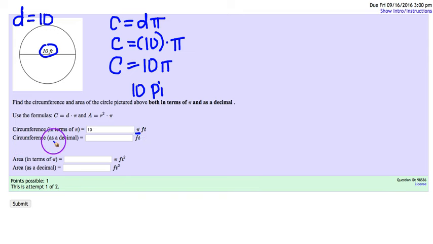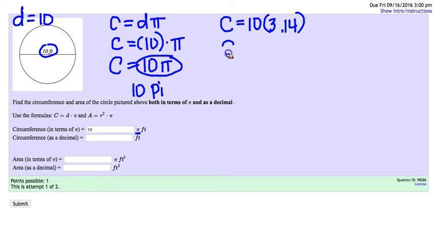Now it says circumference as a decimal. So since the answer is 10 pi, I'm going to go ahead and multiply it out as a decimal using 3.14 as pi. So as a decimal, I would say circumference equals 10 times, instead of pi, I'm going to put 3.14, and I'm going to get that circumference equals 31 4/10. Here, since the units are already provided, notice I don't write any units because it's already given for me. So I'm just going to type in 31 4/10.